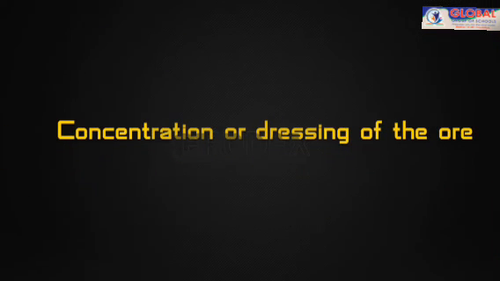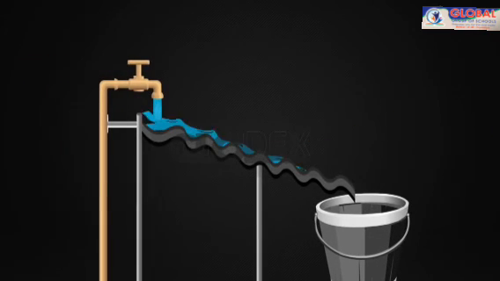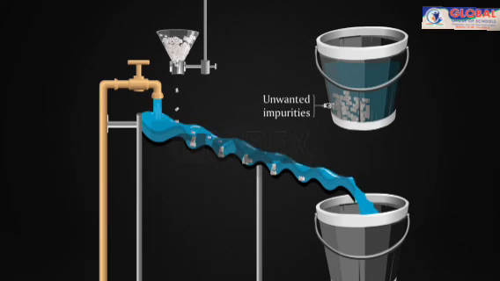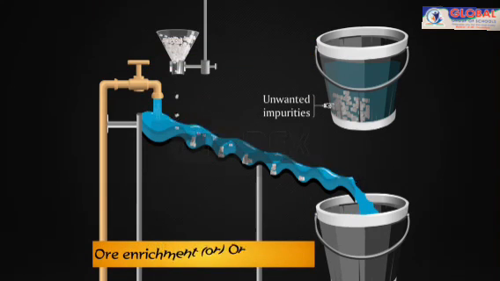Concentration or dressing of the ore. The removal of unwanted impurities from the ore so that the concentration of the metal in the ore increases. This process is called ore enrichment or ore dressing.